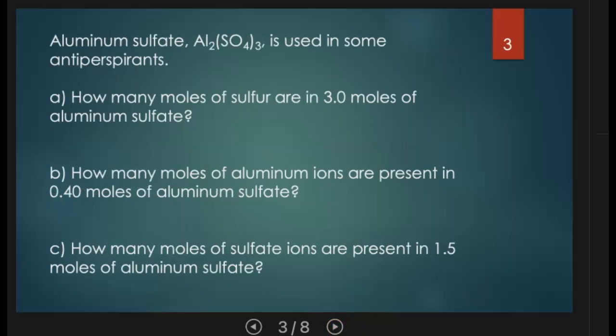And we have aluminum sulfate, Al2(SO4)3, which is used in some antiperspirants. How many moles of sulfur are in 3 moles of aluminum sulfate? So we're going to start with 3 moles of aluminum sulfate.